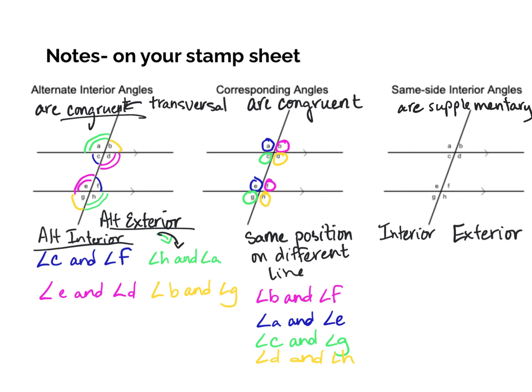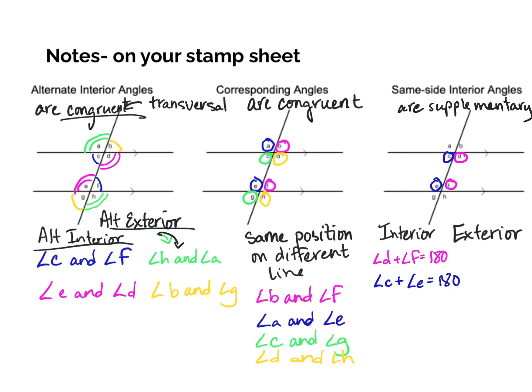So one set that we have, interior, inside the parallel lines, we have D and F. So angle D plus angle F equals 180. Then we have angle C and angle E. So angle C plus angle E equals 180. Those are our interior angles.